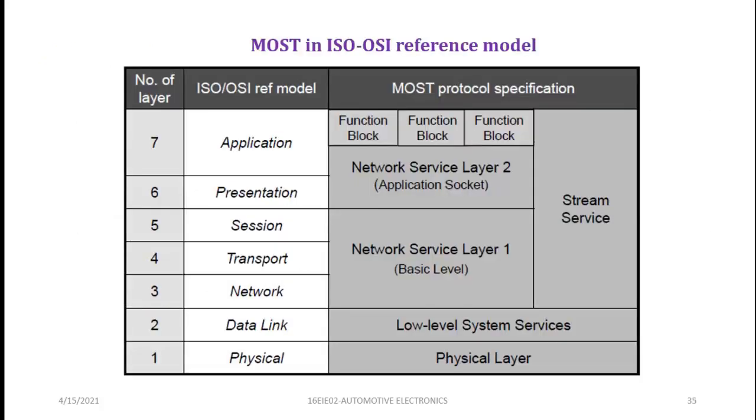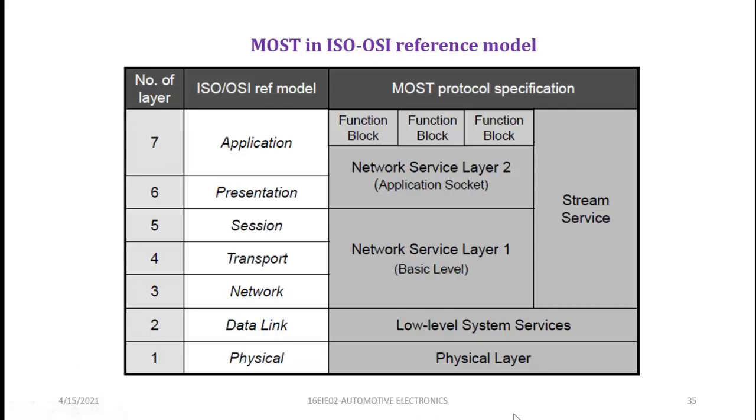You can see here normally the physical layer, data link layer, network service layer 1, that is the basic one, and network service layer 2, that is the application layer. And in the function, we have 3 different function blocks. So this part is said to be the stream service, and this part is mainly used for sending and receiving the data and converting the data as per the requirement. So it is using the ISO OSI model, all the 7 layers.